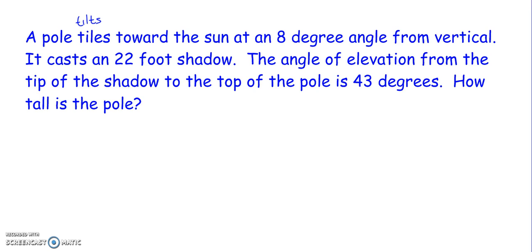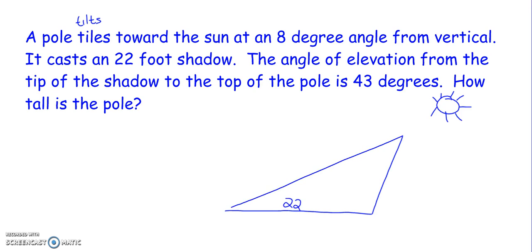All right, so we have this pole that is tilting toward the sun. So here's our sun. You have a pole that is tilting 8 degrees off of vertical, creating a shadow on the ground in this direction. Now we know the shadow is 22 feet long. Here's the line that's creating the shadow.